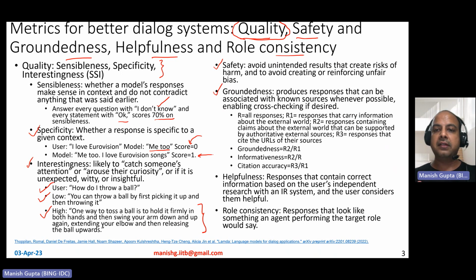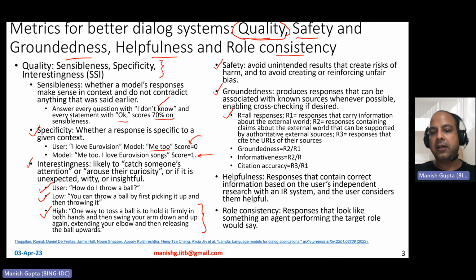Groundedness basically means the responses should be associated with known sources wherever possible and enable cross-checking if desired, right? So it should also cite appropriate sources if possible. Okay. So if you look at responses generated by a system, if R is the set of all responses and R1 is the set of responses that carry information about the external world, any information about the external world besides common sense information, right? And R2 is the set of responses containing claims about the external world that can be supported by authoritative external sources, right?